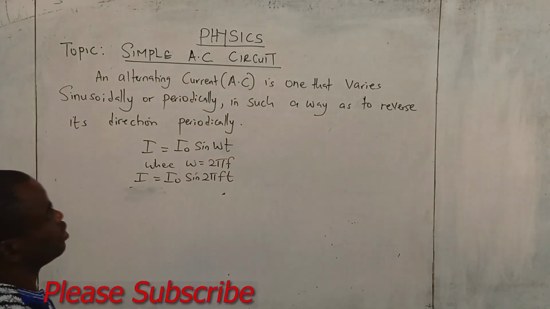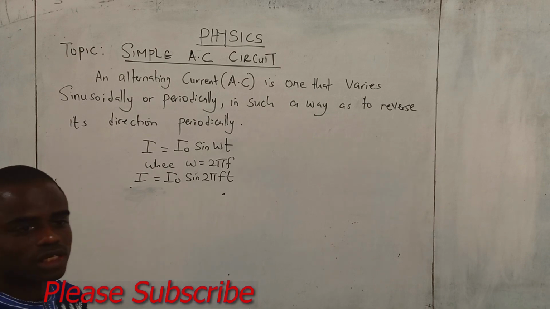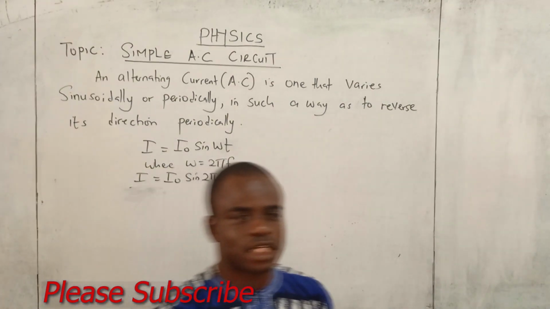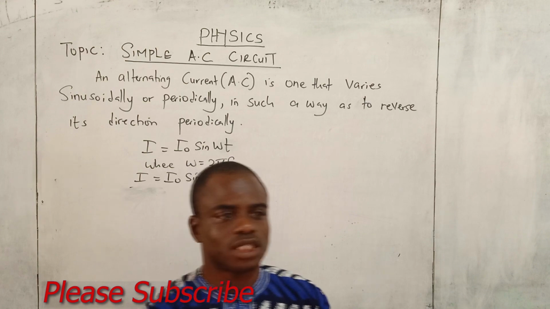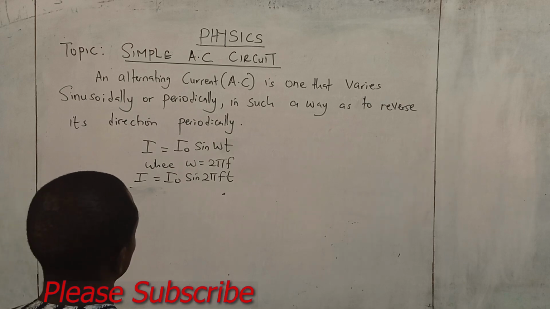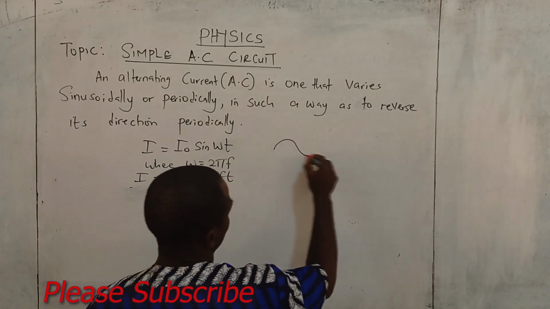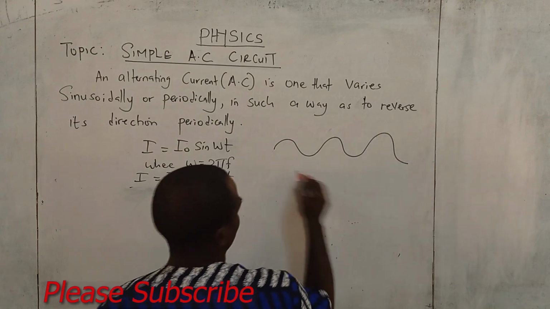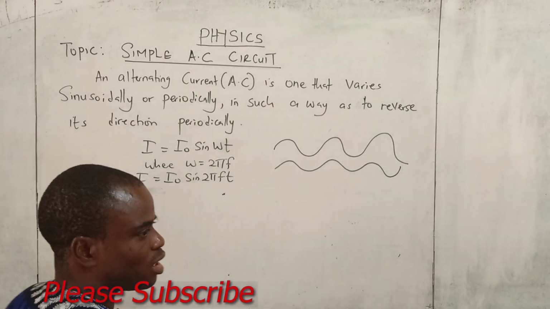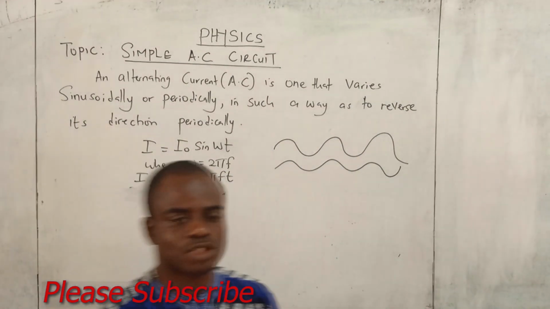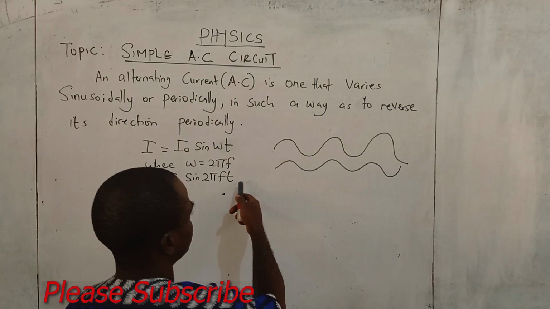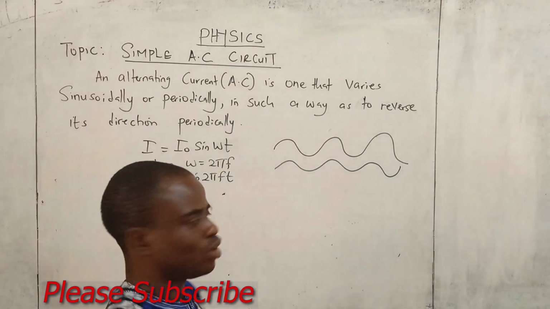You can see an alternating current, AC, is one that varies sinusoidally or periodically in such a way as to reverse its direction periodically. That's why the current moving in our AC circuit moves sinusoidally. Sinusoidally means it moves in one direction and then reverses back the other way. That's what we experience in our normal electronics gadgets, the current flowing in the wires: sinusoidal motion of the current.